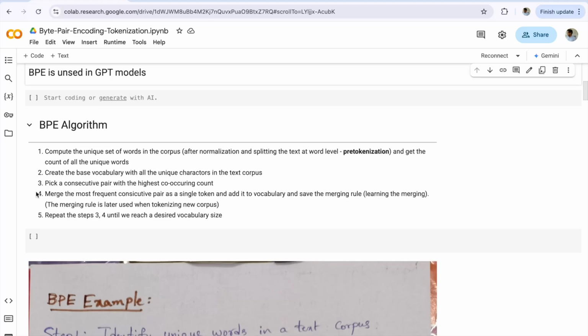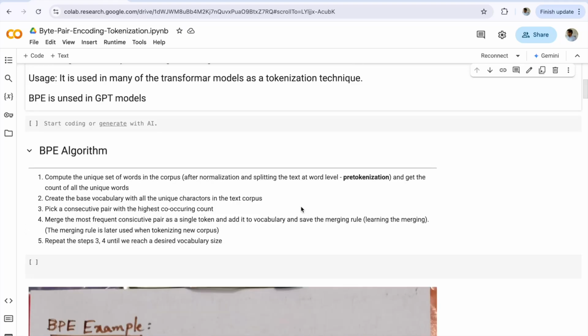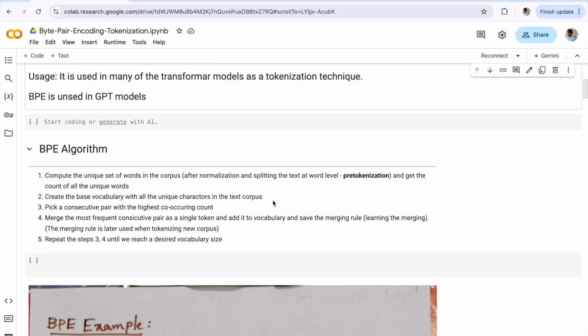We repeat these steps: identifying the most co-occurring pair of tokens in our current vocabulary, merging it, adding that merged token to our vocabulary, and repeating this process until we reach the desired vocabulary size. So we have seen how the byte pair encoding algorithm works. In the next video, let us see the application of the algorithm with an example. Thank you.